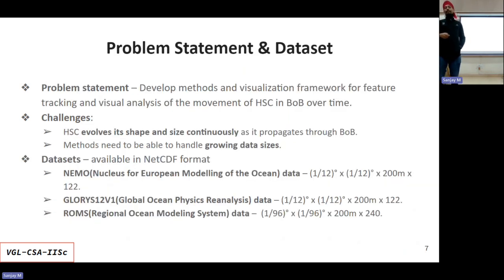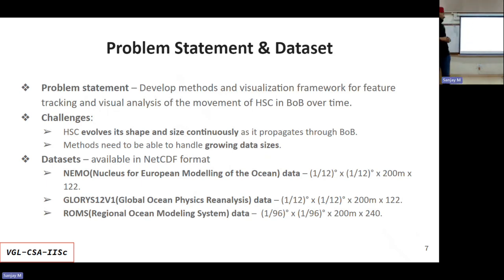So we wanted to come up with a system or a framework that is robust enough to be used over different scalar fields and track them over time. That was our problem statement going ahead, to come up with methods and frameworks to track and visualize scalar fields over time. The major challenges we would deal with are, one, like I said, HSC evolves over time a lot, and we need to capture that. And another one is growing size of data. We need to be able to handle larger data sets as they keep growing over time.